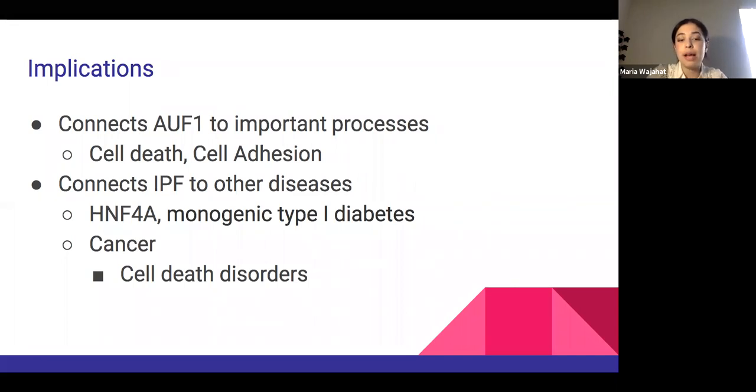It also connects IPF to other diseases. So as I mentioned, HNF4A, which is responsible for type 1 diabetes if it's mutated. And because we know that type 1 diabetes is autoimmune, we also can make inferences that IPF may have some autoimmune aspects to it. And also it connects IPF to cancer and other cell death disorders because we know that these diseases are going unchecked. And it reinforces information we already had about IPF going unchecked.